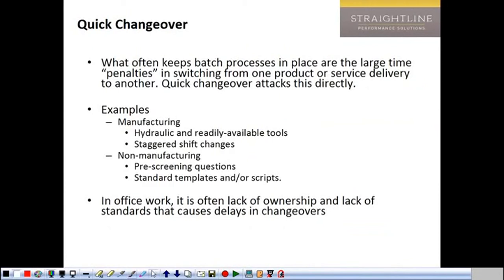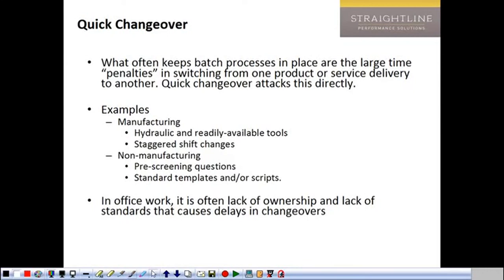All right. Let's talk about two more. One is quick changeover. I know that one of you is using this a lot. But here, this is one that is very, very common in terms of being very effective. As I said, it's sometimes called SMED, or single minute exchange of die.